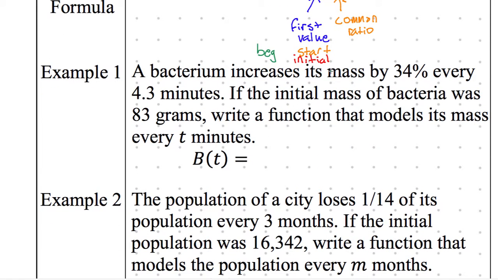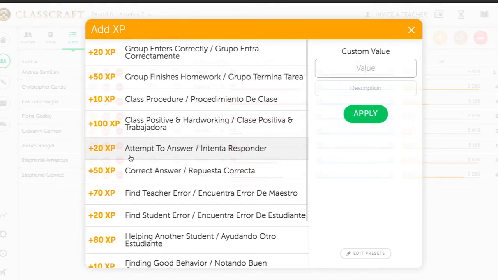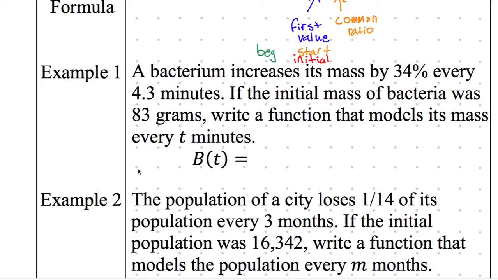All right, quiet raised hand to read. Easy XP. Reading. Go for it, Teflon. Example 1, yes. The bacterium increases its mass by 34% every 4.3 minutes. The initial mass of the bacteria was 83 grams. Write a function that models its mass over time. Beautiful reading. Thank you.